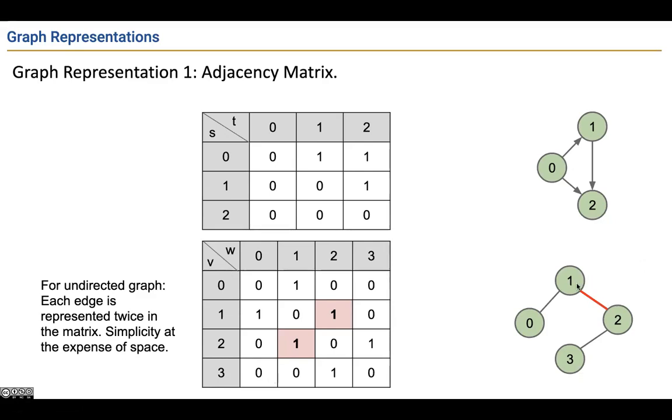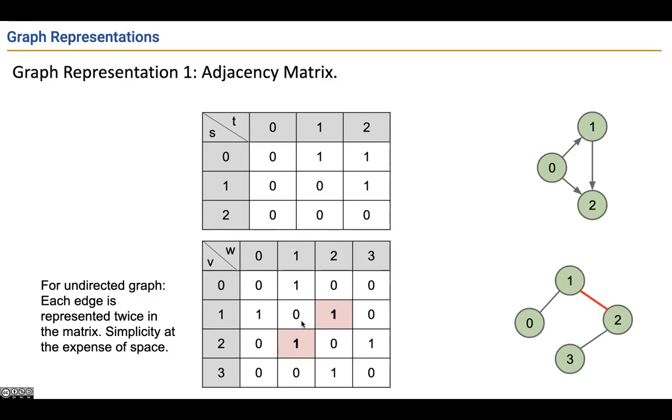But look at 1 and 2. There is an edge between them. So I go to row 1, column 2, I write a 1 to represent the fact that there is an edge between those two. And likewise, because this is an undirected graph, I will also say there's an edge from 2 to 1.